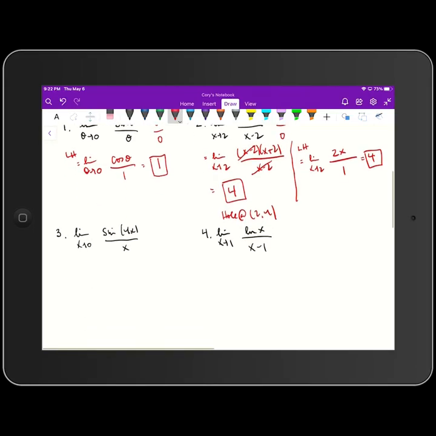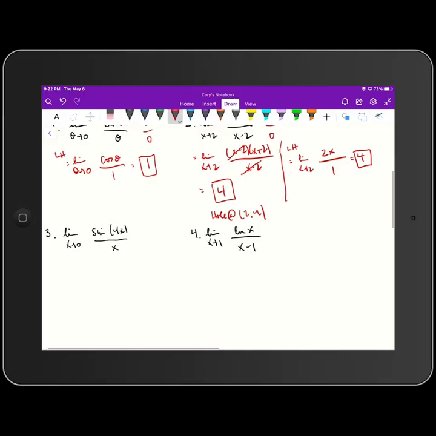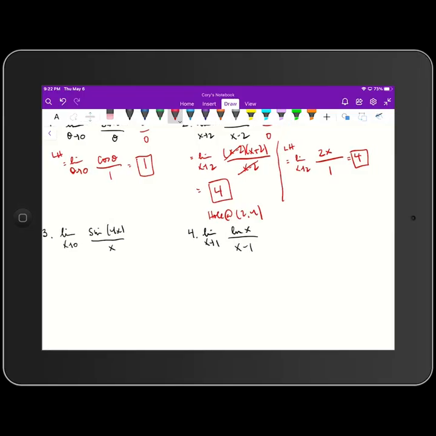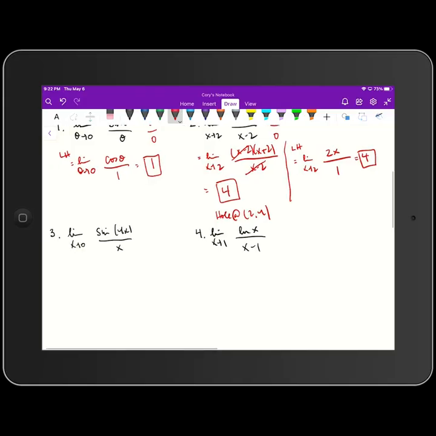Okay, let's move on to number 3. For number 3, we have the limit as x approaches 0 of the sine of 4x divided by x. We took a look at how to evaluate that limit in the previous video without using L'Hopital's rule, but if we try direct substitution here, when I plug 0 in the place of x, the numerator becomes the sine of 0, which is 0. The denominator is 0. So that is an indeterminate form, 0 over 0, which means that it is a candidate for L'Hopital's rule.